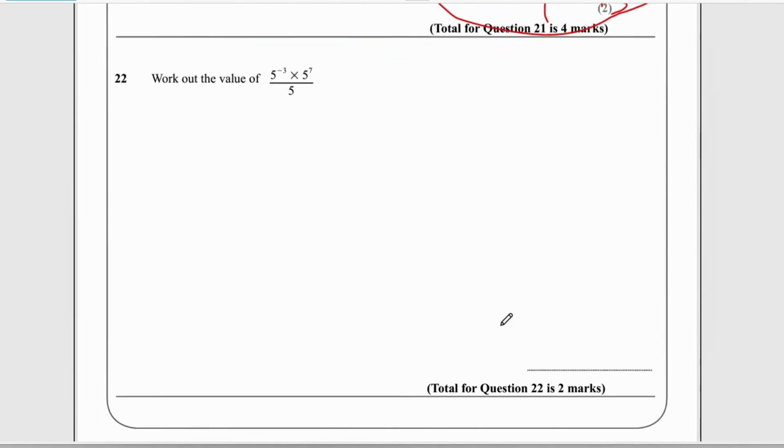Okay, let's come to 22. Work out the value of this question. 5 to the, when you have the same base, you add the powers. So you have 5 to the power of -3 and 5 to the power of 7. You add the powers together. Okay, so -3 plus 7 is 4.